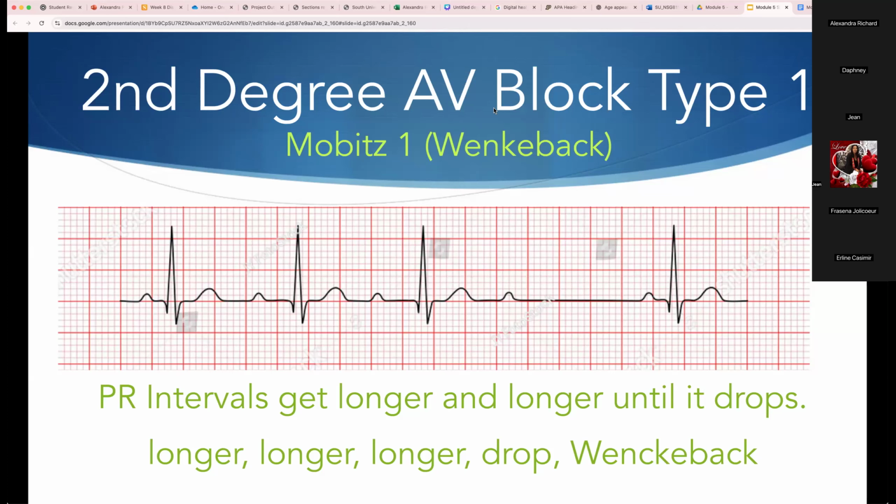Okay, so, all right, so let's count this one together so we can see what's going on here. So remember, the PR interval is from the beginning of the P wave to the beginning of the QRS, okay? From the beginning of the P wave to the beginning of the QRS.